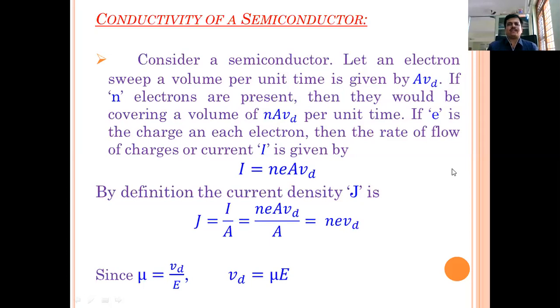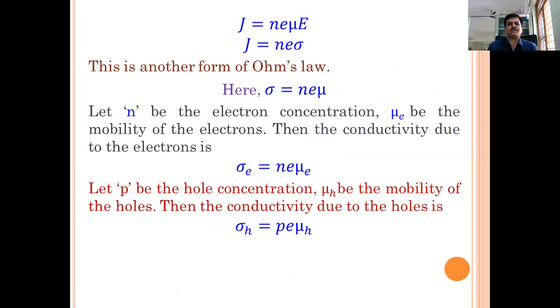Also, we have learned one of the parameters associated with conductivity, the mobility of electrons, by the notation mu, given as mu equals Vd by E, so Vd equals mu into E, E being the applied electric field, Vd being the drift velocity. Now, upon substituting for Vd, I get J equals ne mu into E.